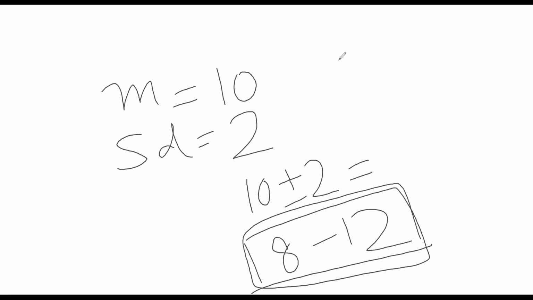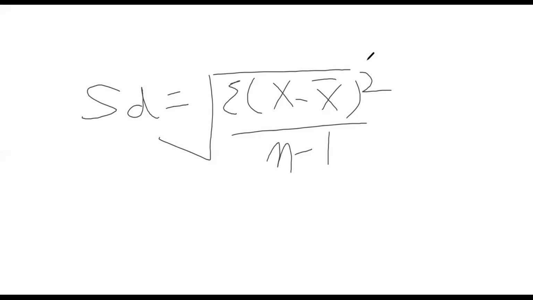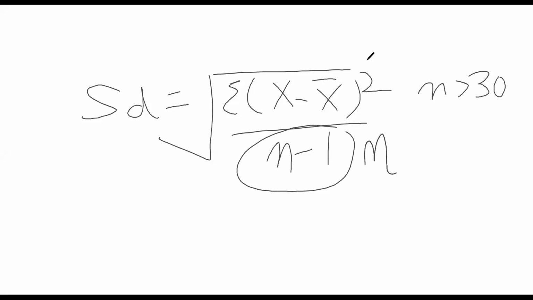This is the theoretical concept about the meaning of standard deviation. Now we will study the formula. Standard deviation is equal to the square root of the sum of (x minus x bar) squared divided by n minus 1. If our n is very large, more than 30, we usually take it as n. But if n is less than 30, we usually take n minus 1.